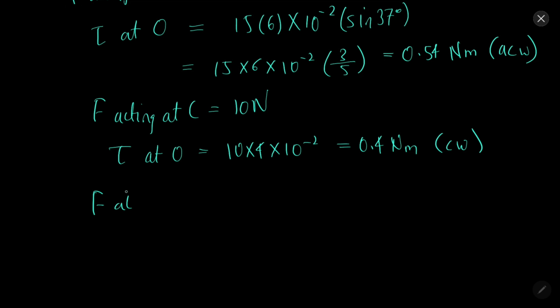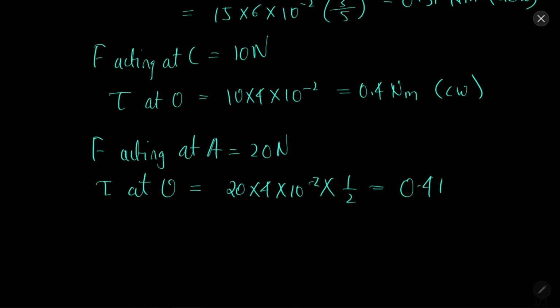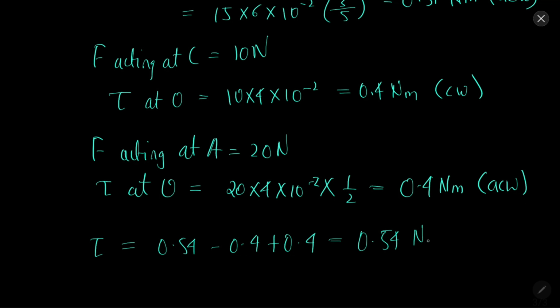And the force acting at A is 20 Newton. So for this, the torque at O will be 20 into 4 into 10 to the power minus 2 into 1/2, which will give us 0.4 Newton meter anti-clockwise. So the total torque will be 0.54 minus 0.4 plus 0.4. Remember the sign according to clockwise or anti-clockwise. So we will have 0.54 Newton meter torque.